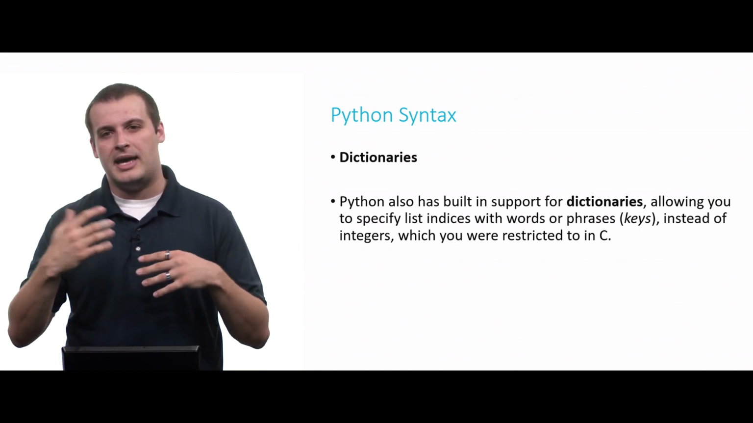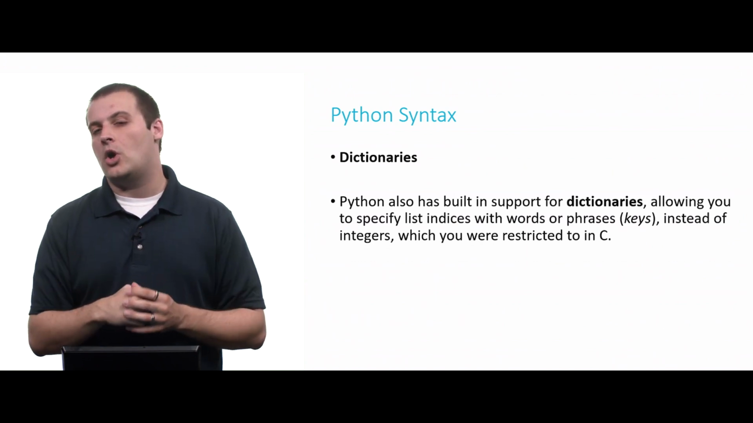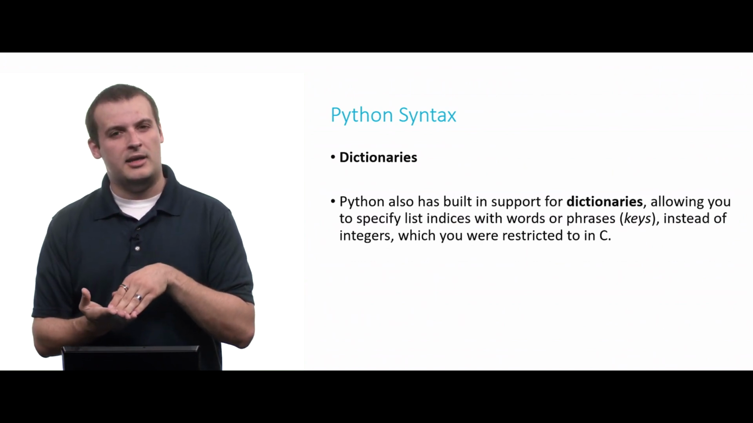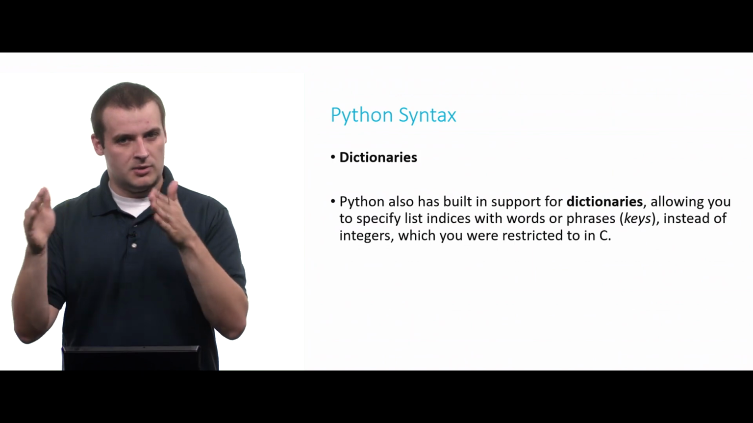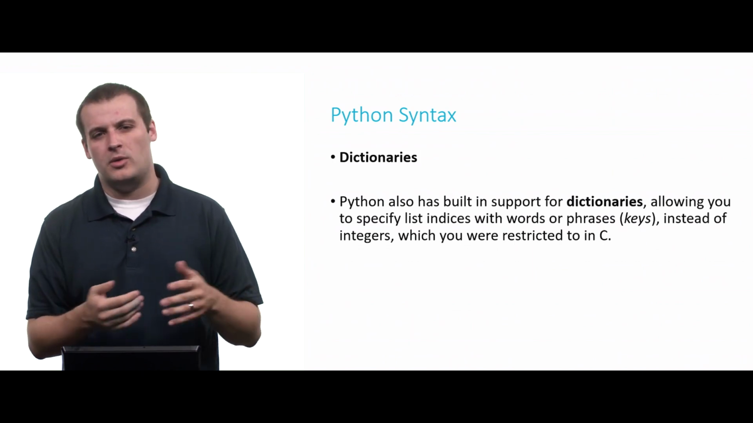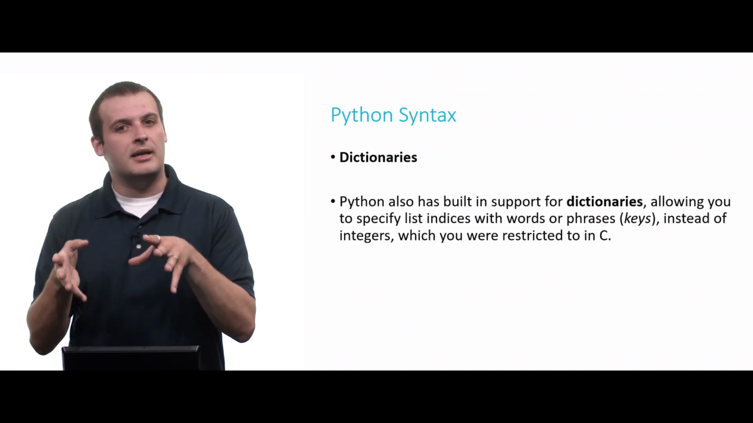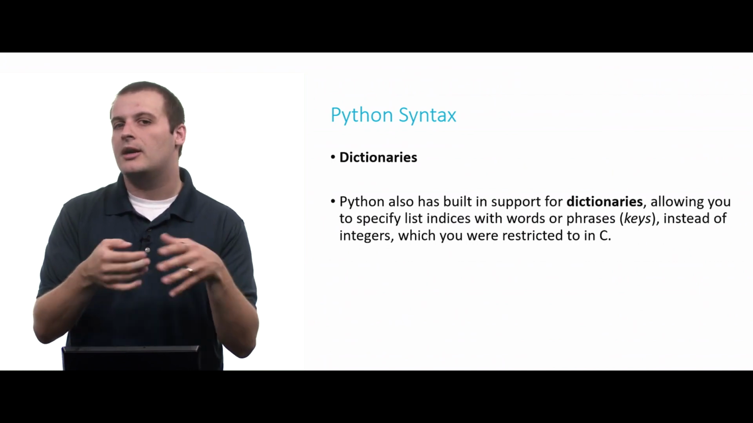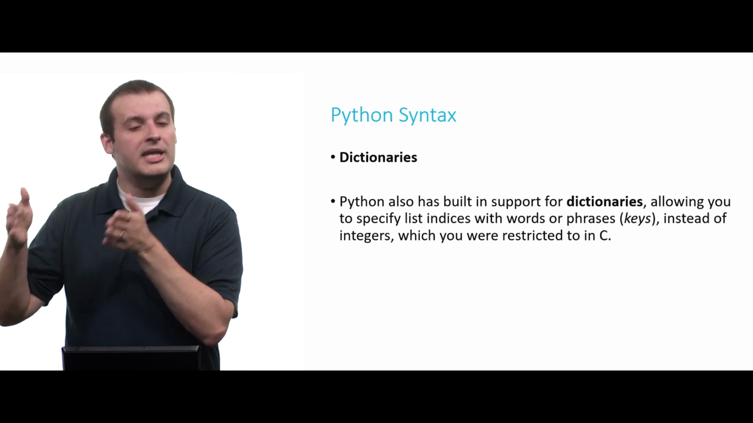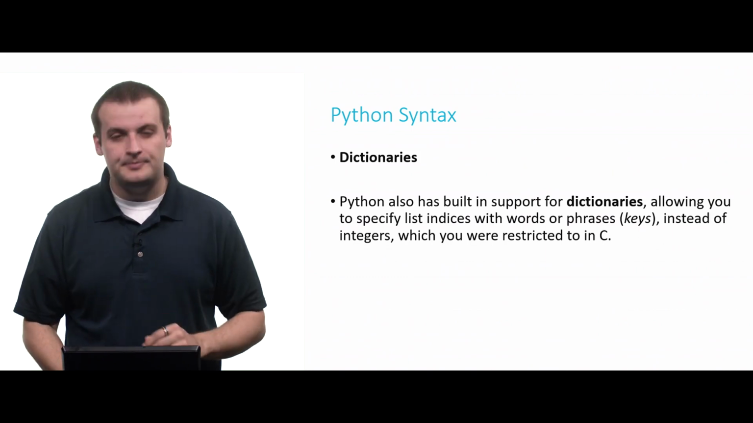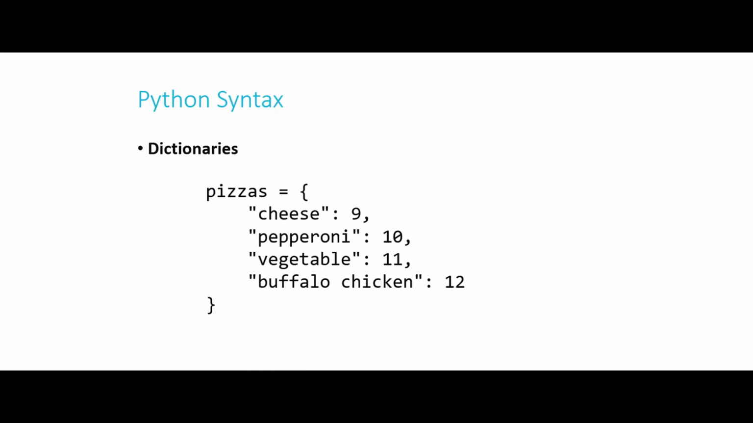So if we wanted to have, for example, an array of something, we could only refer to the elements of the array by an index number, array square bracket 0, array square bracket 1, and so on. In Python, we can now associate elements of a list, or elements in this case of a dictionary, with keywords as opposed to integers. So for example, here is a dictionary of pizzas.